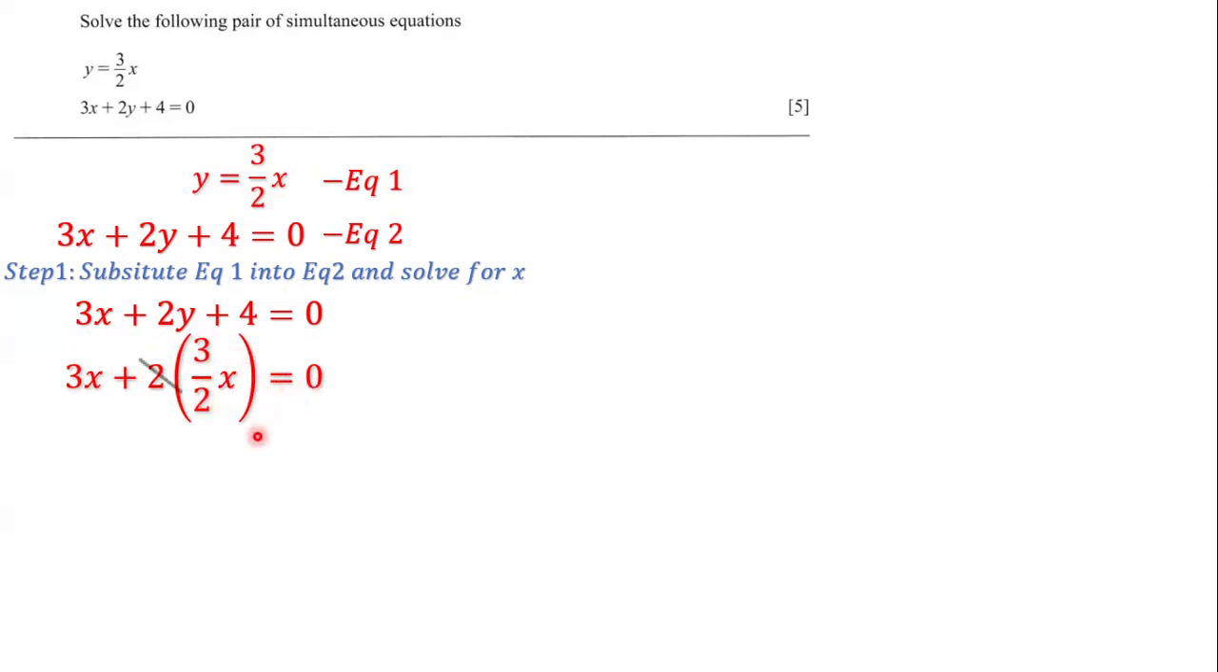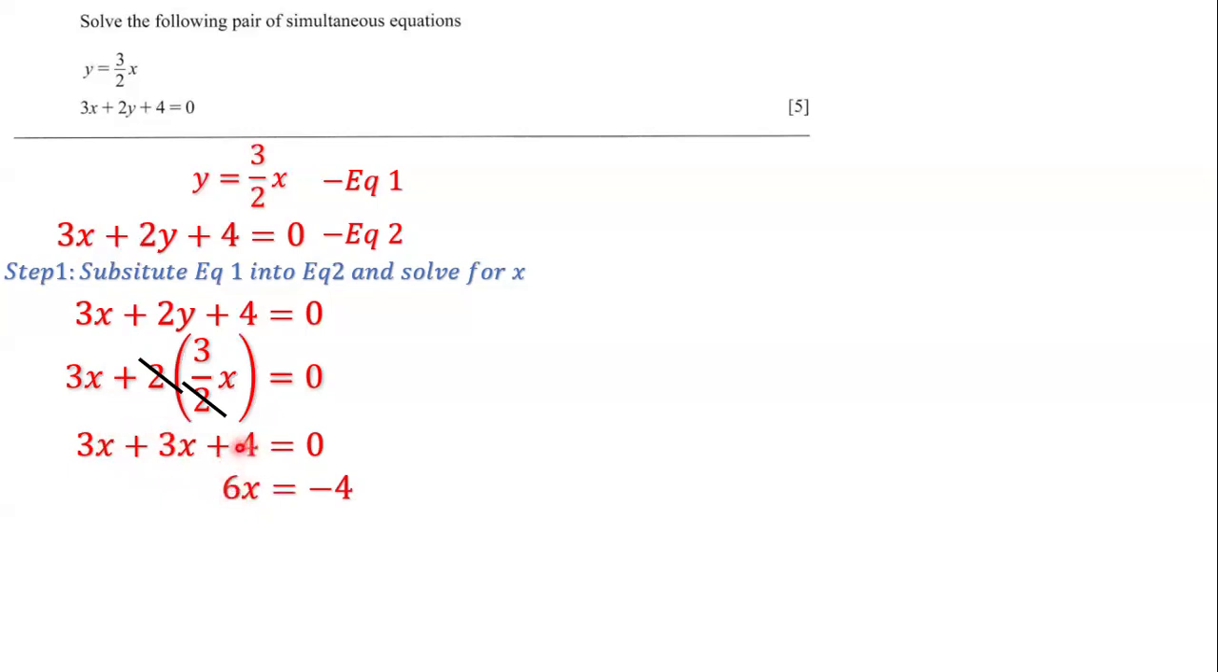Now we're going to cancel this 2 with this 2, and so we are left with 3x. And we already had this 3x here. So we have 3x plus 3x plus 4 is equal to 0. Next, what is 3x plus 3x? Well, 3x plus 3x is definitely 6x.